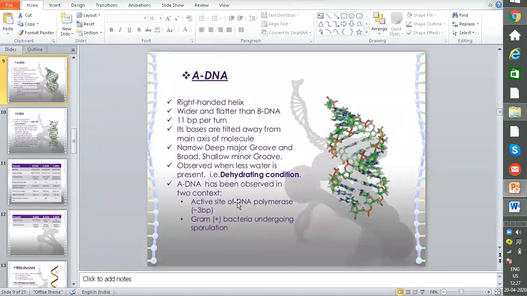So we can see it in two conditions. In the active site of DNA polymerase, we can see this aDNA, and also we can see it in the process of sporulation of gram-positive bacteria. It generally occurs at the time of dehydrated condition. So in this condition also we can see aDNA.